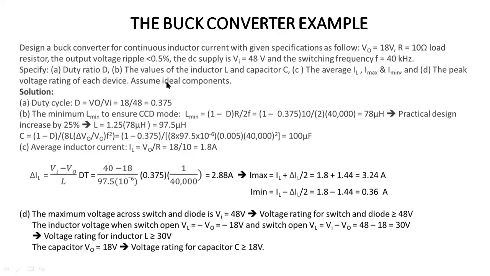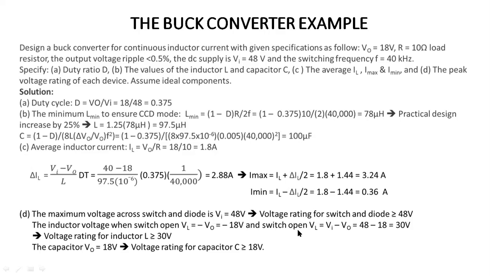At that time, we are supposed to consider ideal components because they have given it. So here, the maximum voltage they have given is 48 volt, VI is 48. The voltage rating for the switch and the diode will be greater than the input voltage, so we can take that as greater than 48. So here the inductor voltage when the switch is open, you will get VL equal to minus VO, and we are having VO 18, so you can take minus 18.